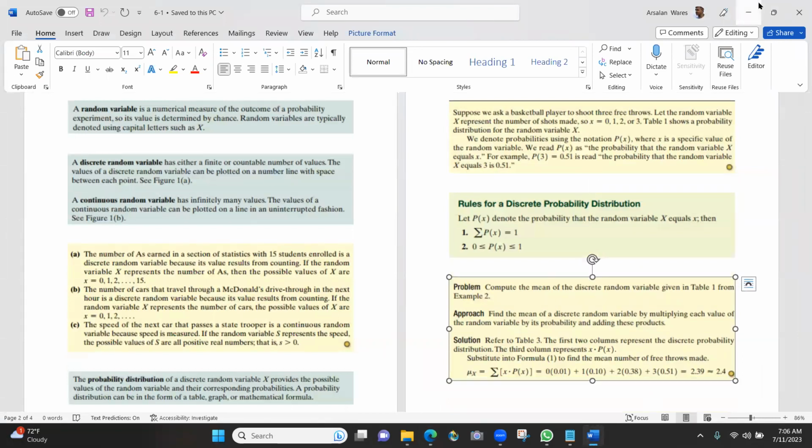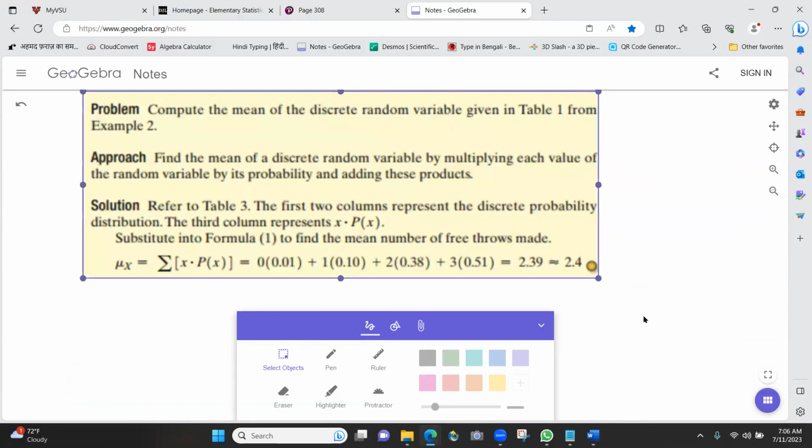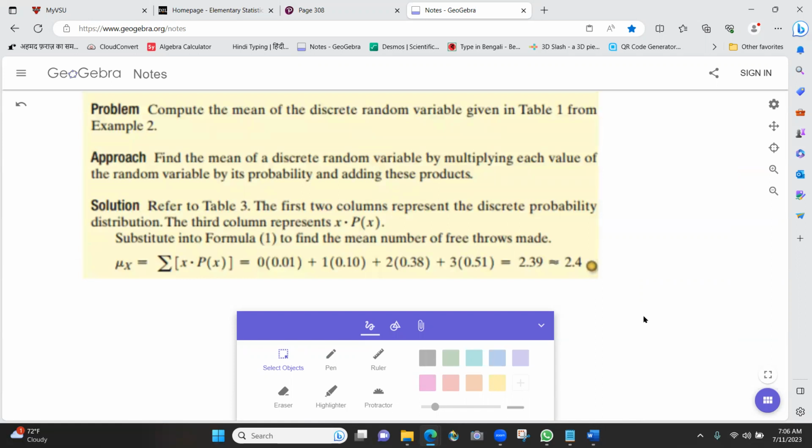Okay. Now, how do we compute the mean? To compute the mean, we take each variable and multiply by its probability. That's all we do. It's really the same as what we did in the past. So it's a fairly basic concept. In this example, I'll do one example on Excel, from your book. Compute the mean of the discrete random variable from table 1. Don't worry, I don't have table 1 here, but let's see if we can find table 1.